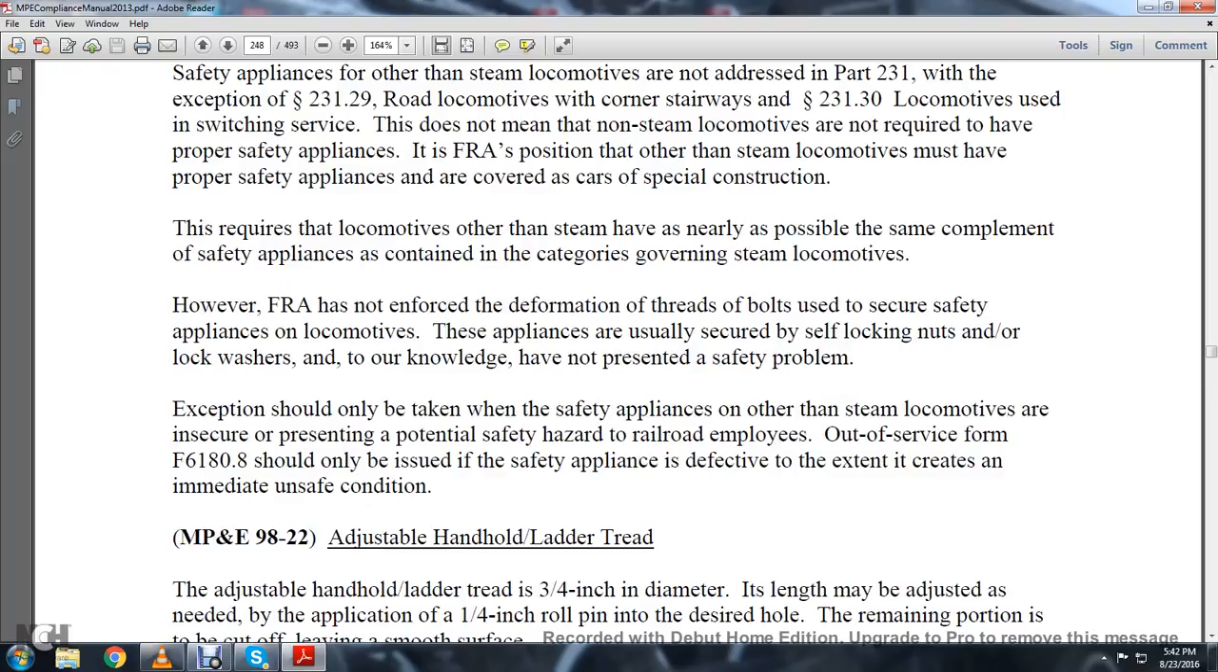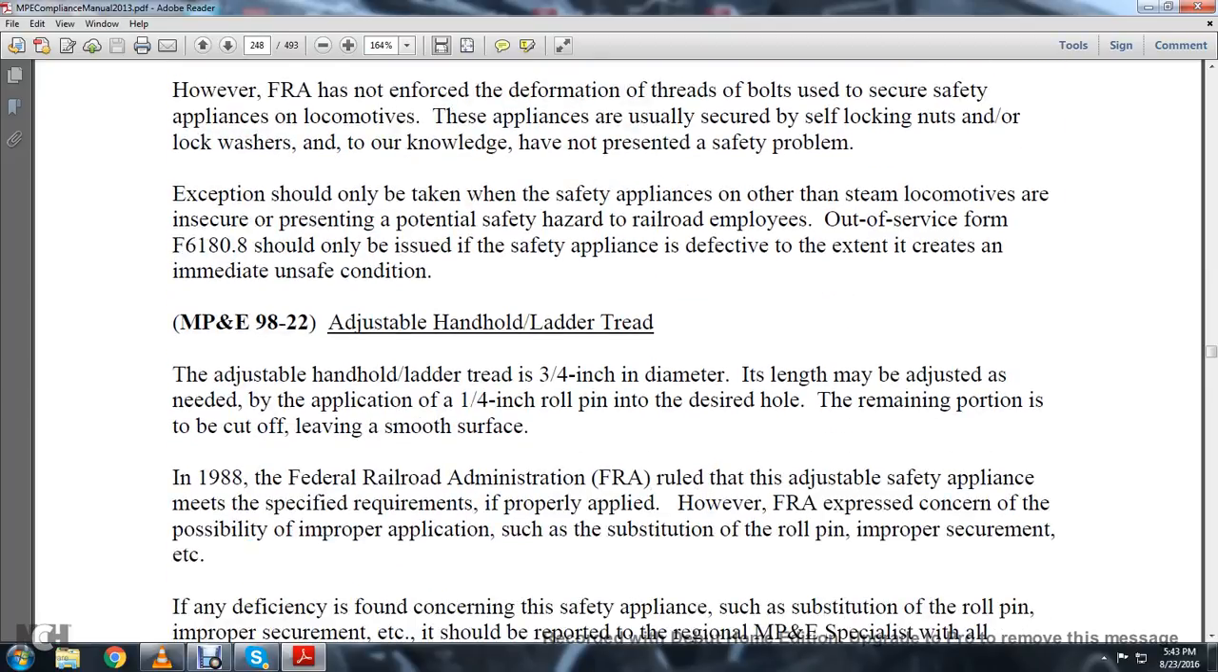However, the FRA has enforced deformation of threads on bolts used to secure safety appliances on locomotives. The appliances are usually secured by self-locking nuts and or lock washers, due to our knowledge that they have not presented a safety problem. Exemptions should only be taken when the safety appliance on non-steam locomotives is insecure, presenting potential safety hazards, where the railroad employs an out of service form. The F6180-8 should only be used for safety appliances with defects to the extent of creating an immediate unsafe condition, such as an adjustable handhold or ladder tread.